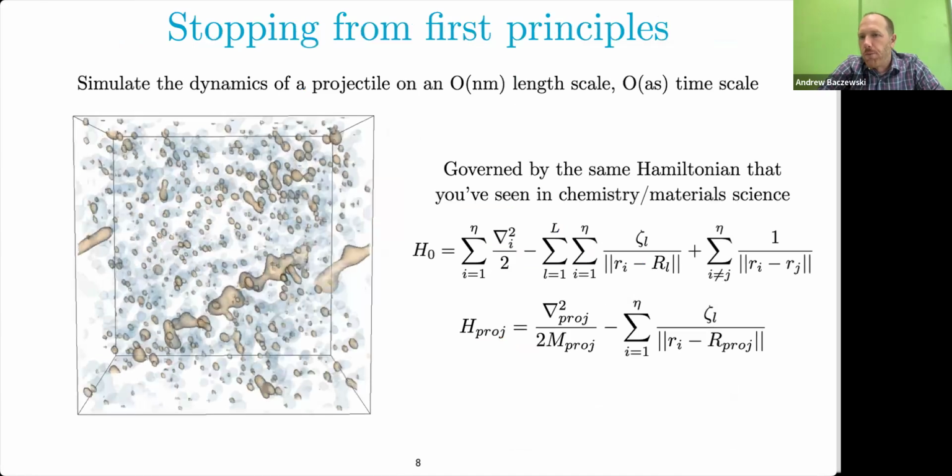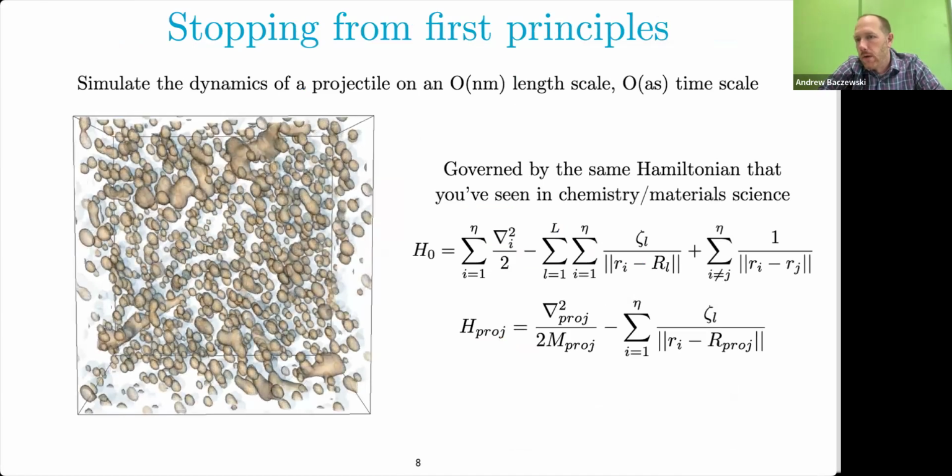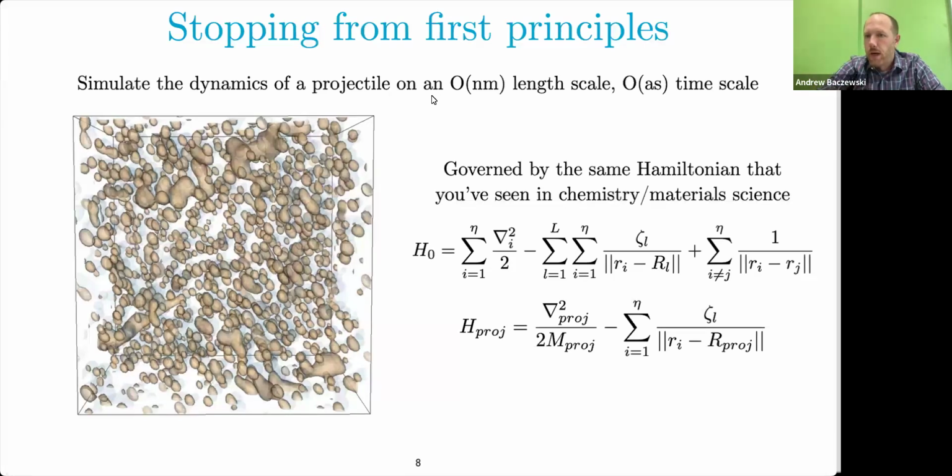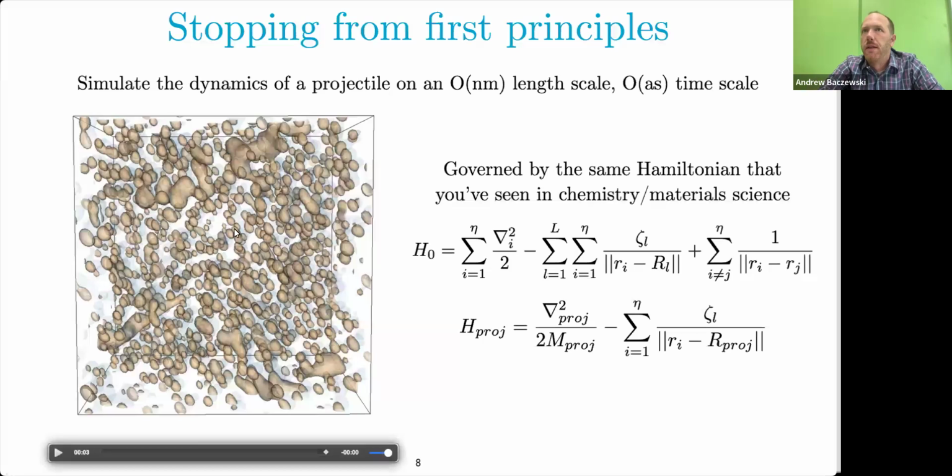So we can calculate this from first principles using tools that look an awful lot like the sort of things people use in chemistry and material science to study electronic structure. In particular, we're going to simulate the dynamics of one of these projectiles, either a proton or an alpha particle, as it passes over a nanometer length scale, over an attosecond time scale, through a box filled with the material, which is what this movie on the left side of my slide shows.